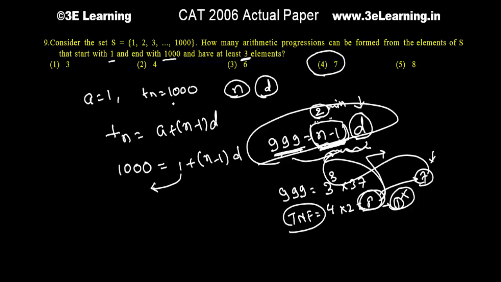I'm again repeating: we have a as 1 and Tn as 1000, so I write the equation of a in terms of the nth term, and I got 999 as (n-1) into d. So n-1 and d should be factors. There are 8 factors, or we can say 8 integral solutions, but we have a condition: n-1 should be at least 2. So we avoided 1 as one of the factors. So we have 7 integral solutions with this condition, and our answer is 7. I hope this one is clear.